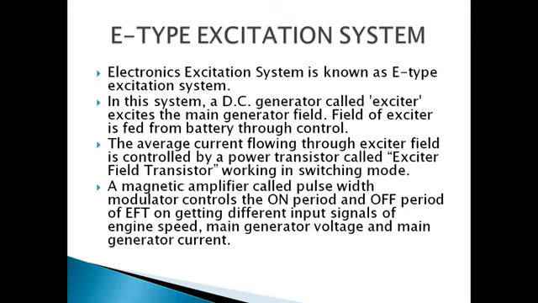Now we will learn about the Type E excitation system, which is the most widely used in Indian Railways. The electronic excitation system is known as E-type excitation system. In this system, a DC generator called the exciter excites the main generator field. The field of the exciter is fed from the battery through control. The average current flowing through the exciter field is controlled by a power transistor called the exciter field transistor, EFT, working in switching mode. A magnetic amplifier called the pulse width modulator controls the on period and off period of the EFT on getting different input signals of engine speed, main generator voltage and main generator current.